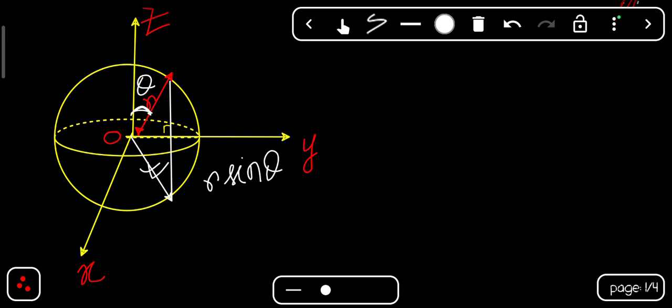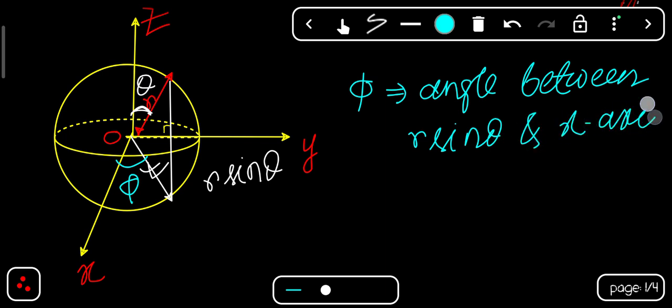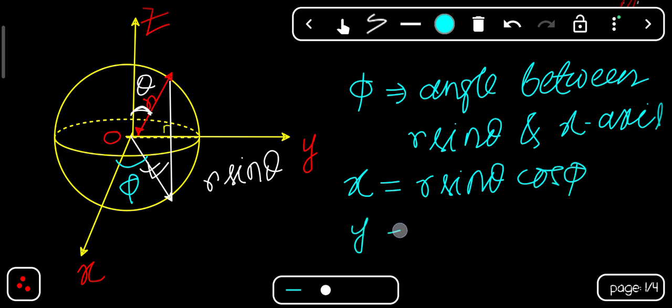Now r sin theta makes an angle with the x axis, and that angle is known as phi. So phi is nothing but the angle between r sin theta and the x axis. The x component of r sin theta will be x equals r sin theta cos phi, and y equals r sin theta sin phi. So this is our connection between the Cartesian coordinate system and the spherical polar coordinate system.